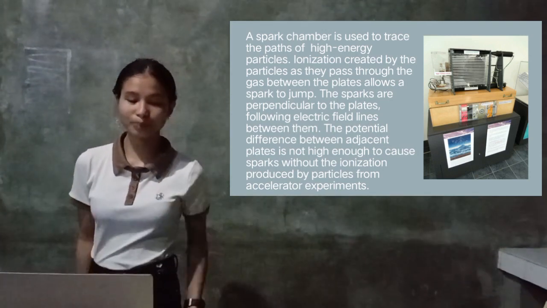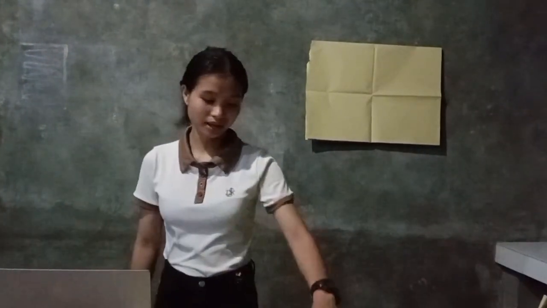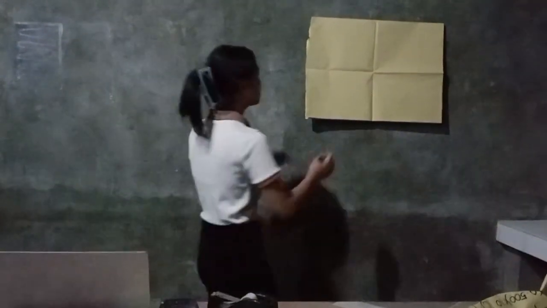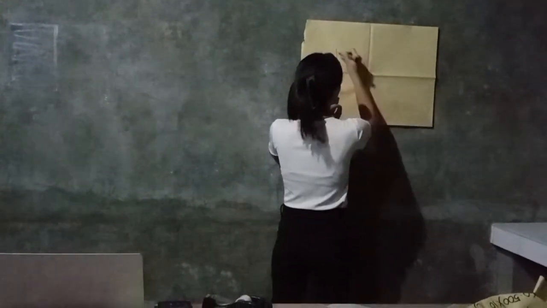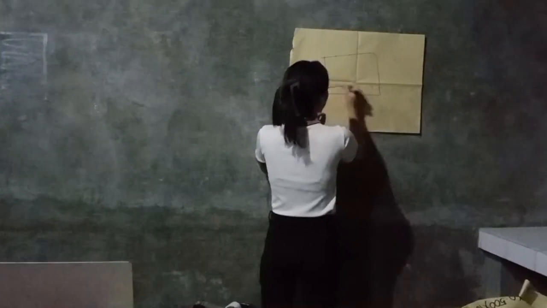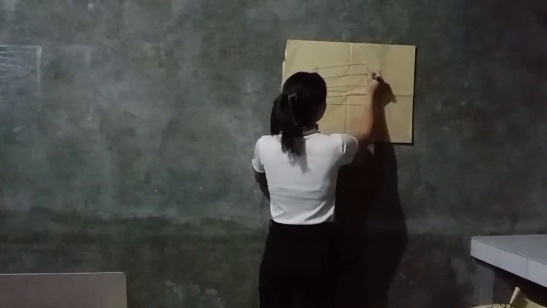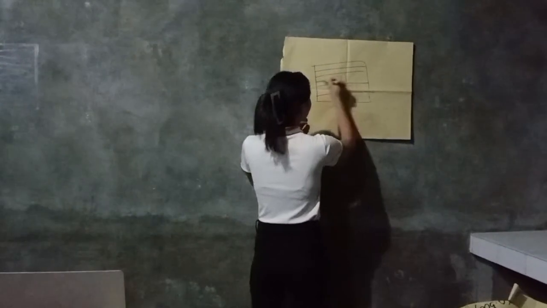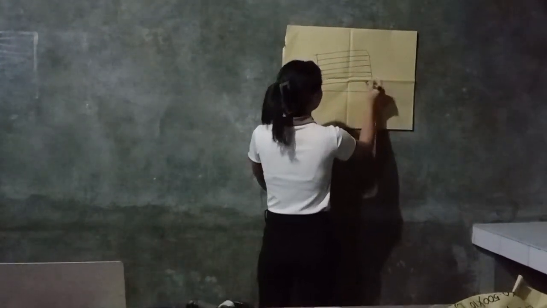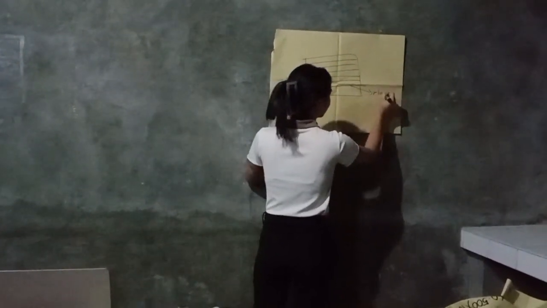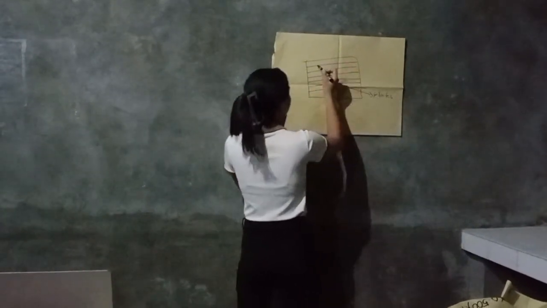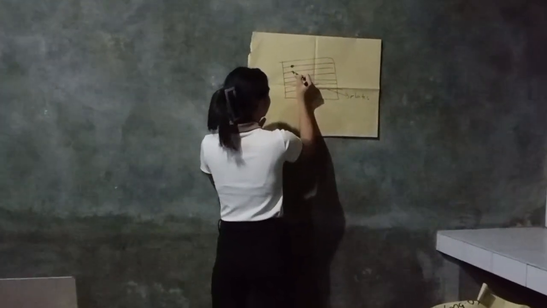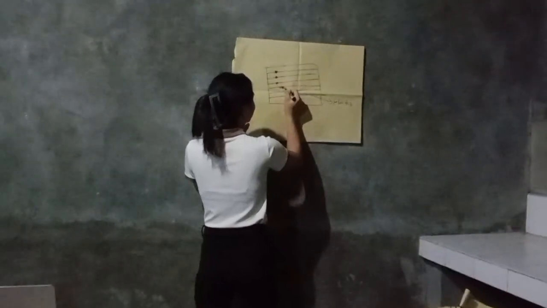So the spark is perpendicular. For example, this is the spark chamber, and these are the plates. Now this is the spark, perpendicular.